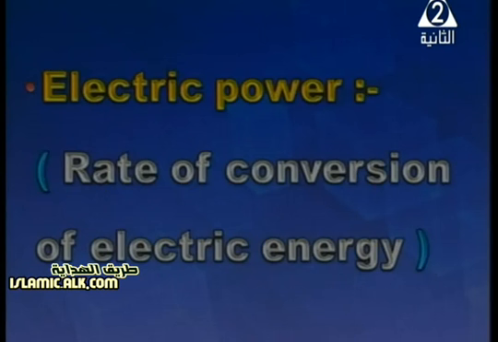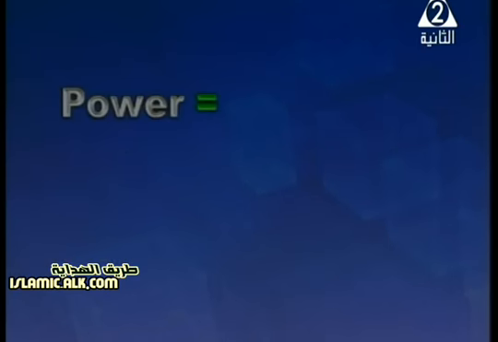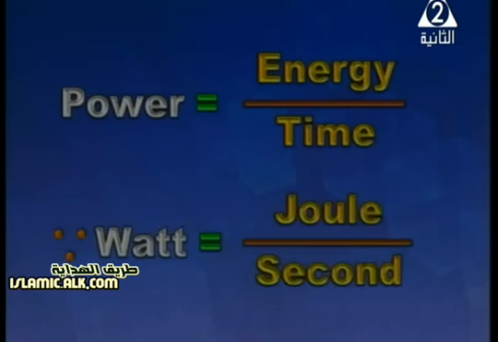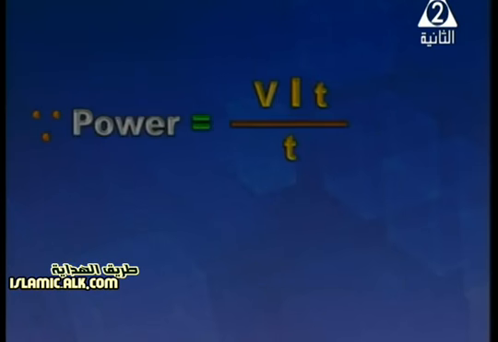Since power equals VIt over t, power equals work over time. Energy, we managed to obtain an expression for it: it is VIt. Over time, t will be crossed out. So power is calculated using another expression, VI. So we can say watt is equivalent to volt times ampere.